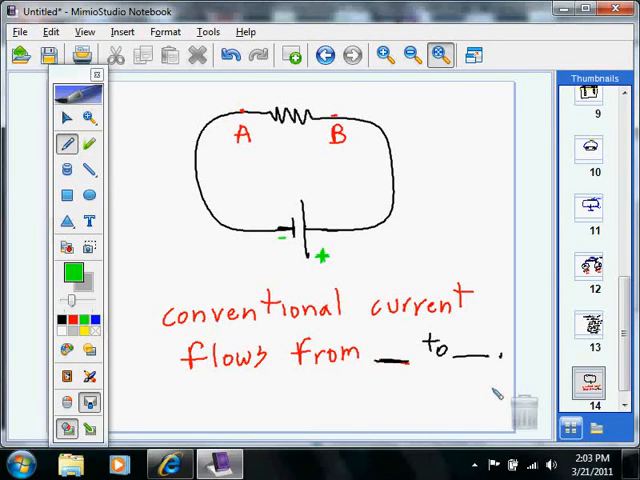So we'll answer this question, then we'll take our 2 o'clock stretch. Conventional current flows from A to B or from B to A? Yeah, the conventional current is going to be flowing this way. It's going to flow from B to A.